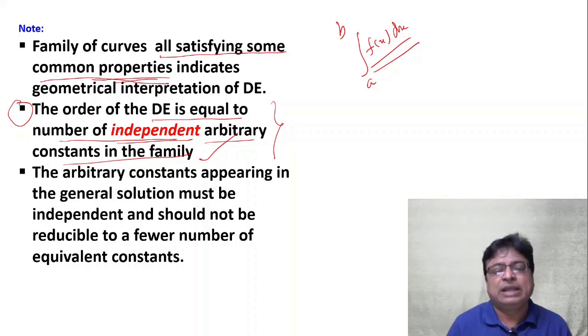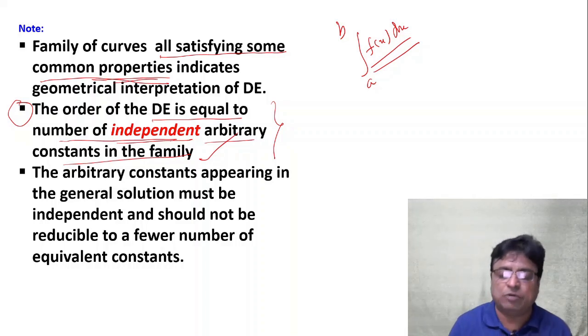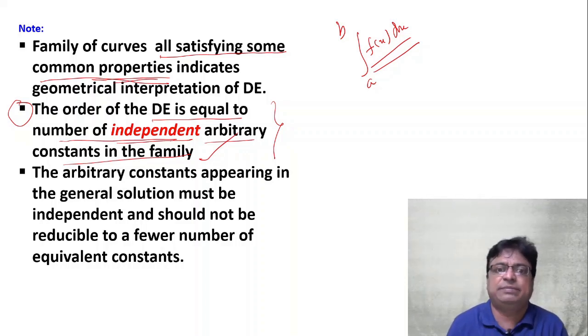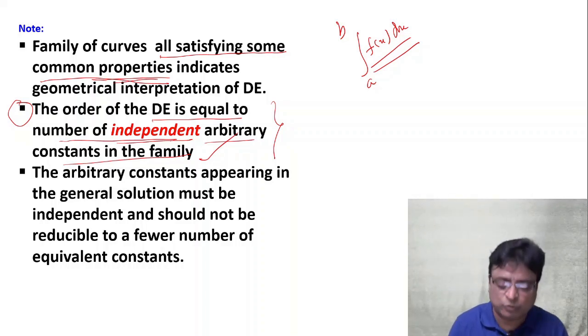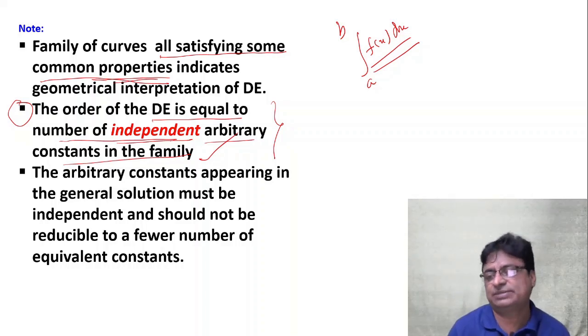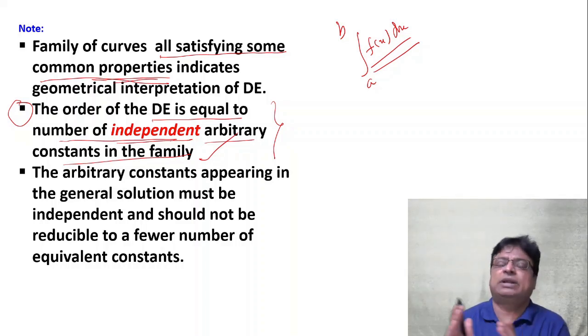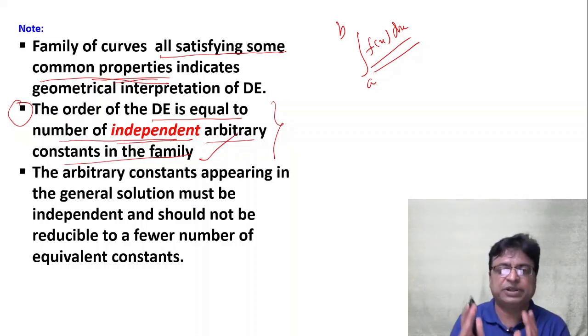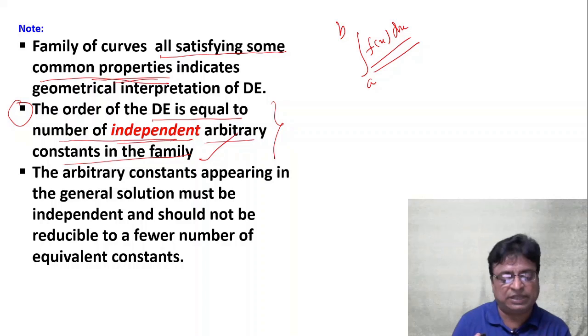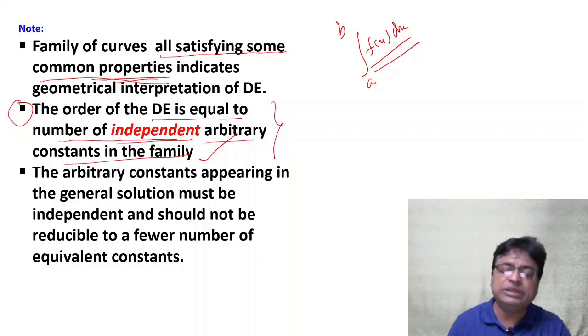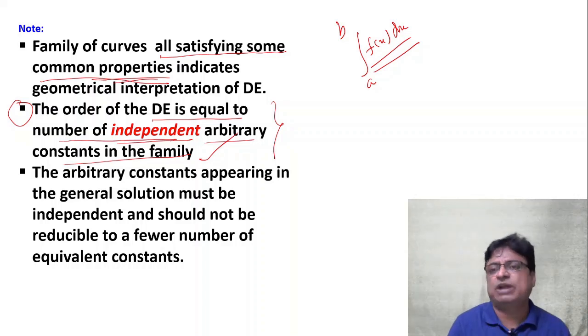While clarifying that doubt, first concentrate on the third point. Arbitrary constants appearing in the general equation must be independent and should not be reducible to a fewer number of equivalent constants. Based on the order only, you will get the number of arbitrary constants. That is one way, the litmus test of whether your differential equation obtained from the given algebraic equation is correct or not. So, this is one of the important points.